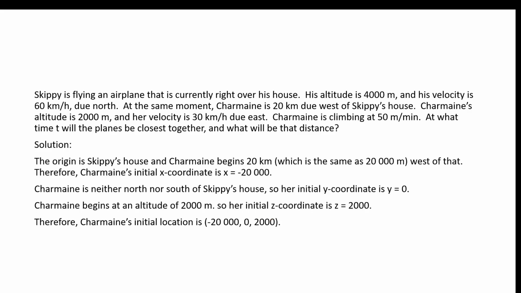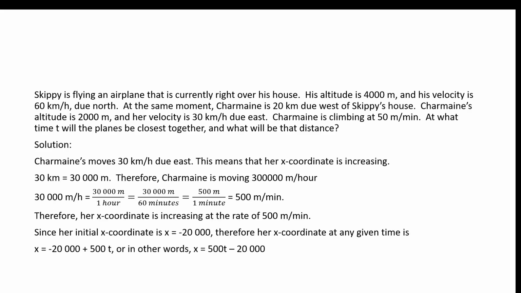Now, the origin, as we said earlier, is Skippy's house, and Charmaine begins 20 kilometers, i.e. 20,000 meters west of that. Her initial x coordinate is therefore negative 20,000 because west movement is movement to the negative regarding the x-axis. Now, Charmaine's neither north nor south of Skippy's house, so her initial y coordinate is 0. She begins at an altitude of 2,000 meters, so her initial z coordinate is 2,000.